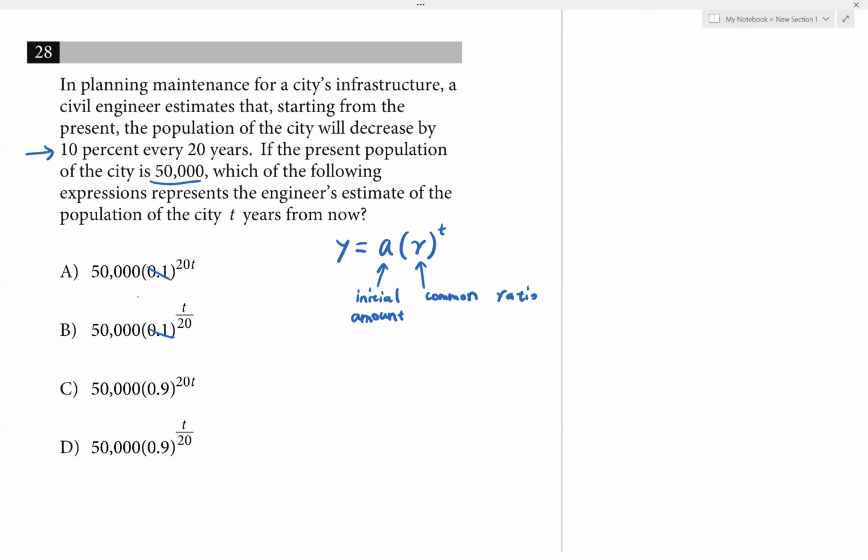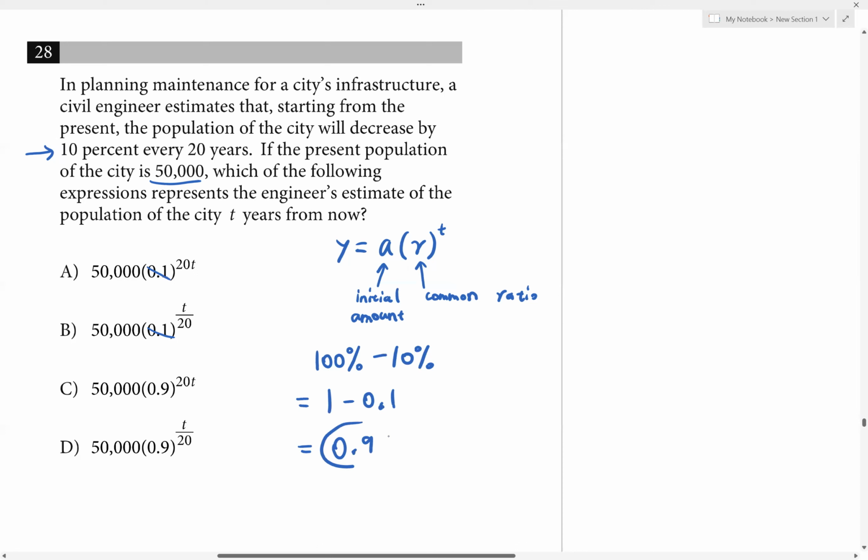So for the percentage, we have to think about if we decrease by 10%, how many percent do we have after the decrease? So what we have to do is subtract from 100%. So it's 100% minus 10%, or you can say this is 1 minus 0.1 in decimal form, and we get 0.9. And this is actually the decay factor. So that's the number that goes inside the parentheses.